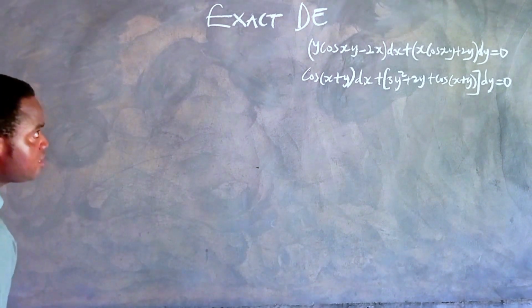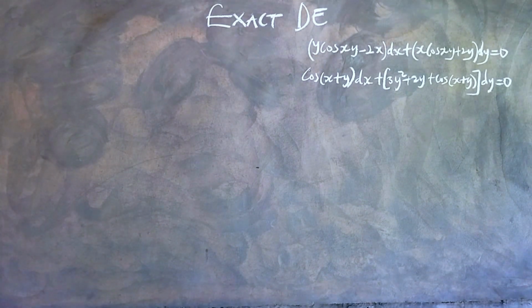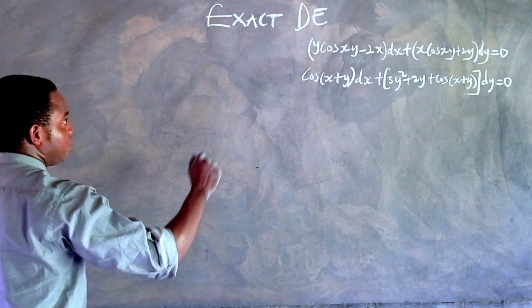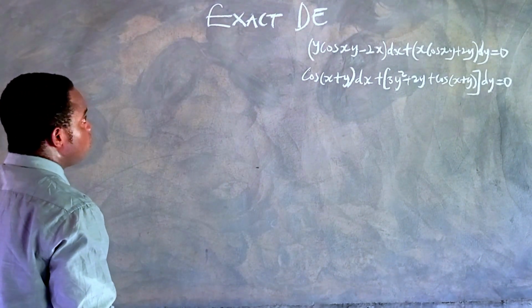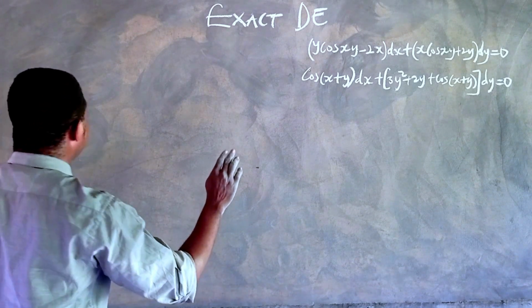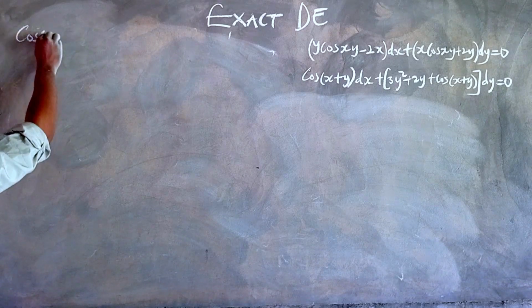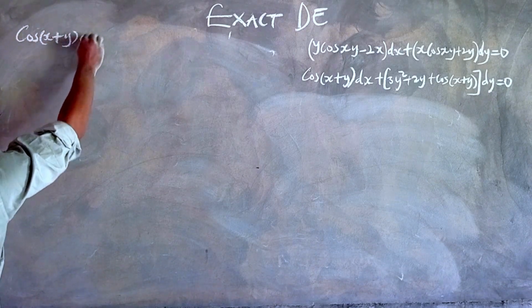So, I will be showing you how to solve an exact differential equation. When you look closely at the differential equation we have on the chalkboard here, you will notice that it has the composed function cos(x+y) in it. So it will be a bit difficult for us to simply separate the variables to obtain the original function that yields this differential equation.